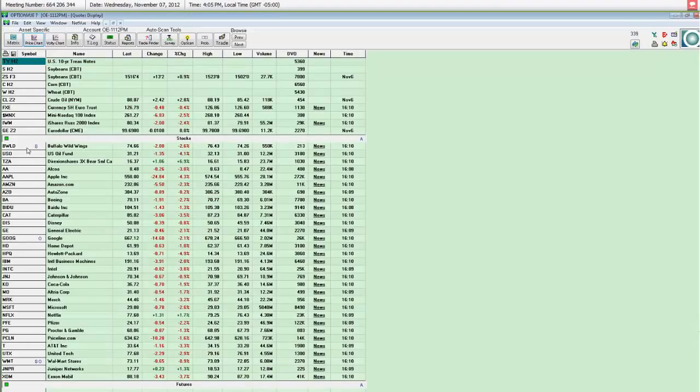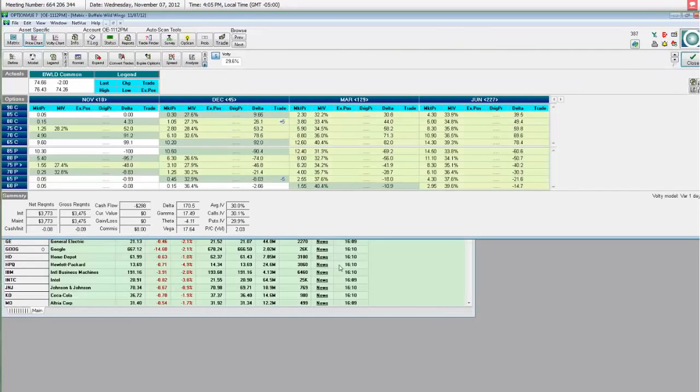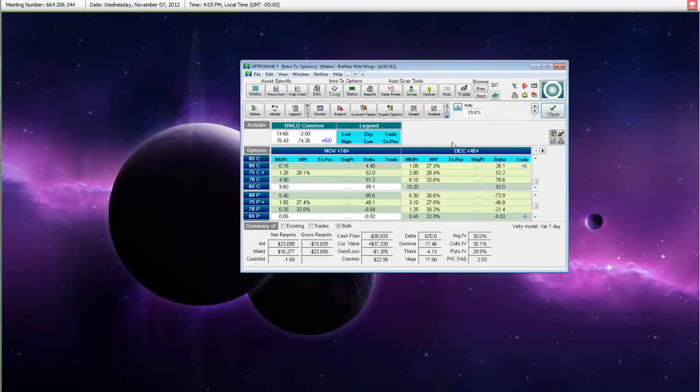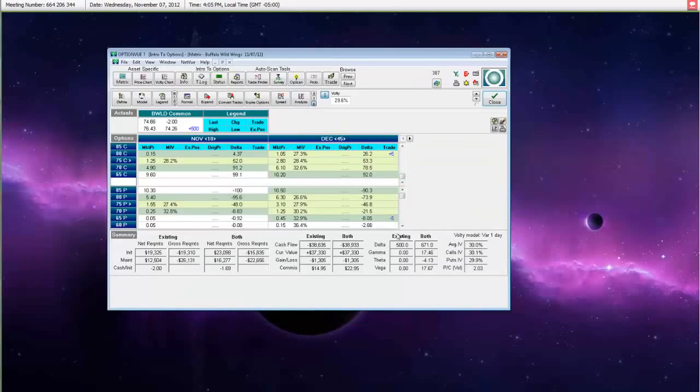So let's just talk about it. It could be any stock, but for some reason I've got this affinity for Buffalo Wild Wings, probably because I love hot wings so much. Okay, I'm going to make this a different size screen here so that we can just concentrate on it.